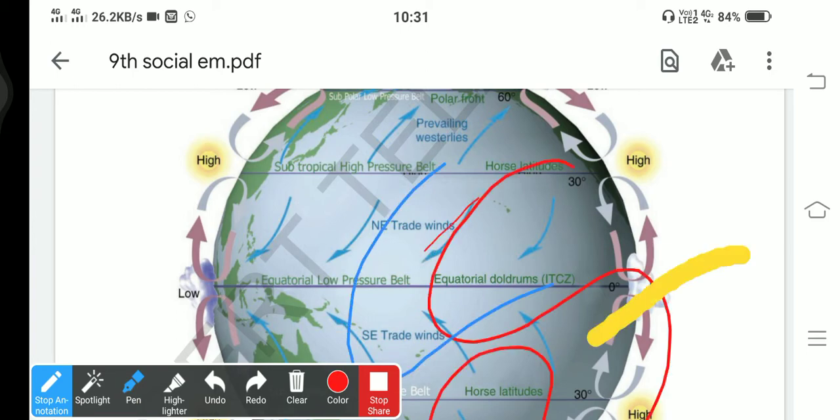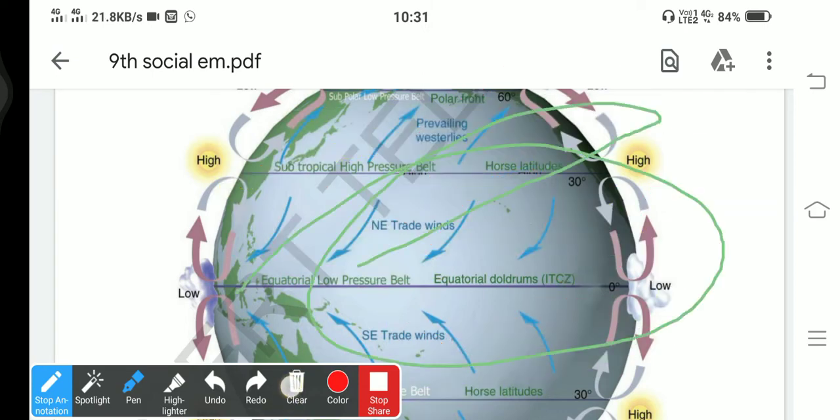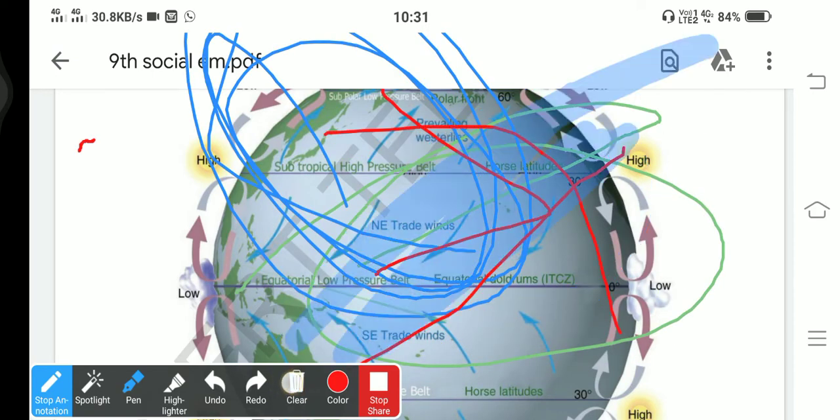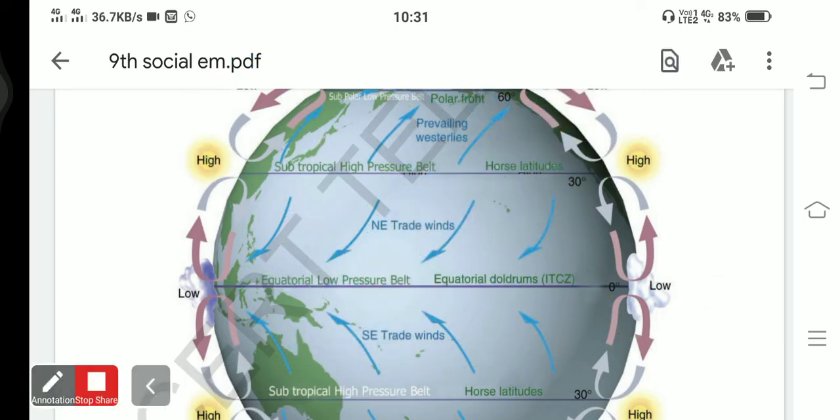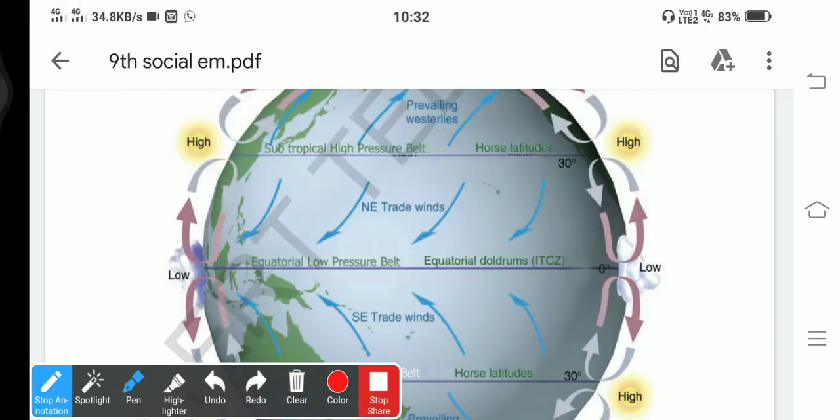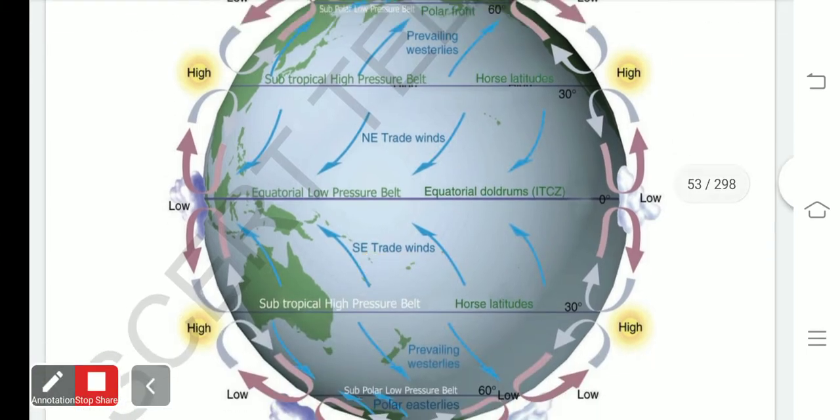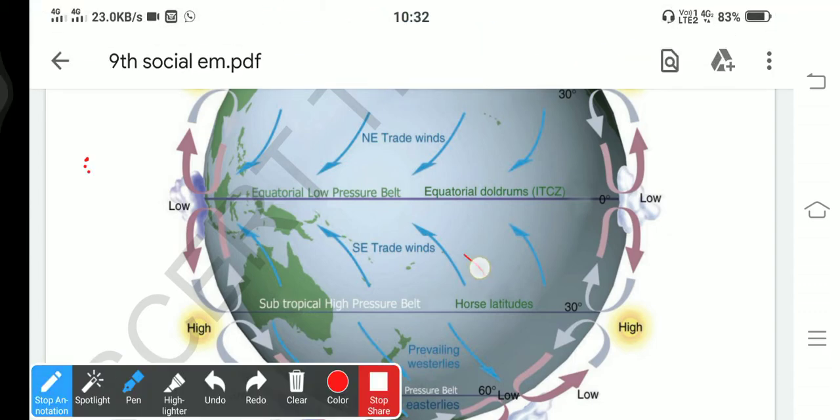Look here, these are the trade winds in the north. Trade winds blowing in the northern hemisphere are called northeast trade winds, and trade winds blowing in the southern hemisphere are called southeast trade winds. Dear students, look at this diagram. It is what I want to show here. This is the southeast trade winds, and these are northeast trade winds.